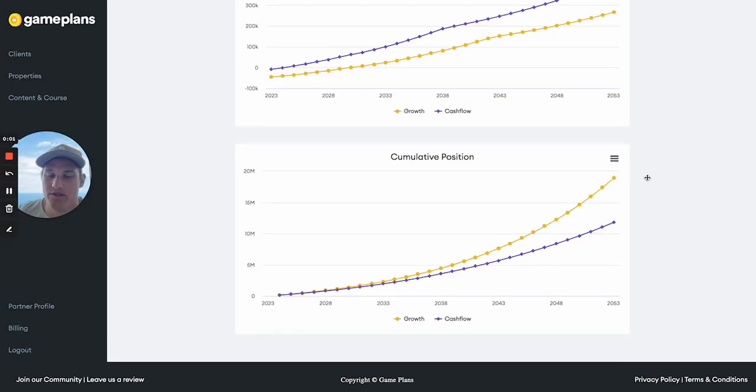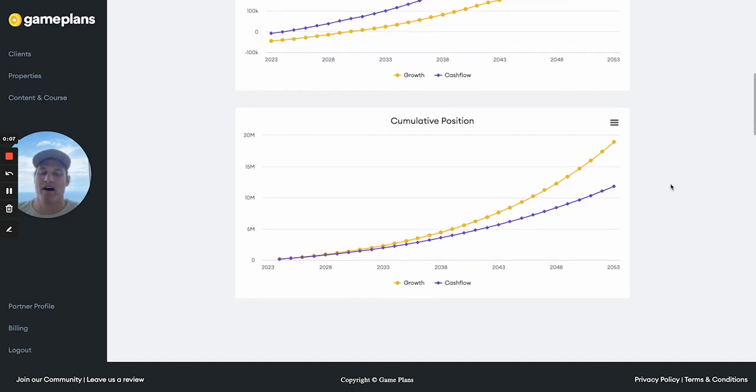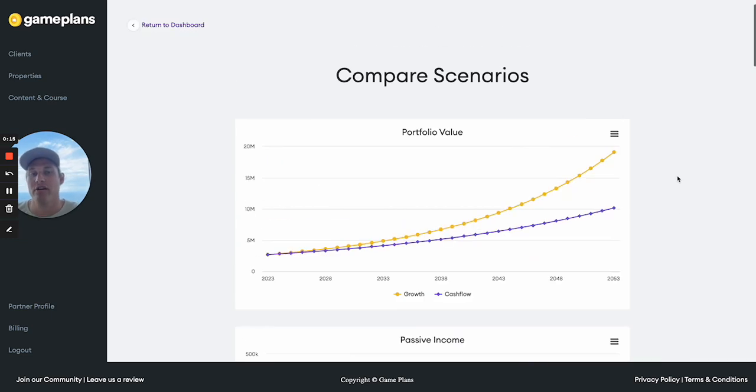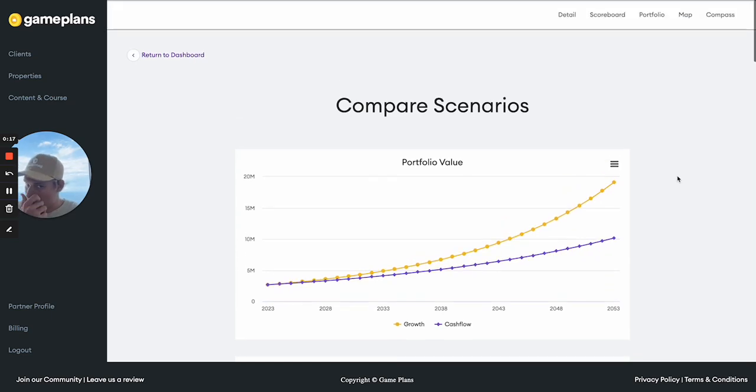Hey guys, I just wanted to walk through the cumulative position chart and what it means. There's lots of questions behind it and how it operates and works. We've got essentially a growth portfolio and a cash flow portfolio, so we'll walk through these together.